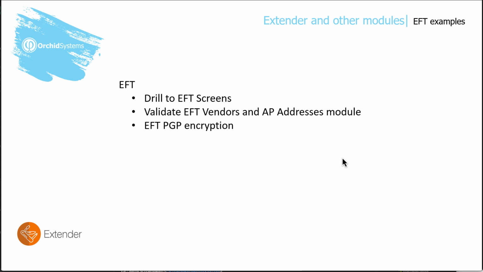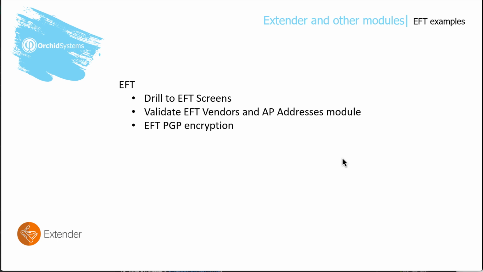Finally, we're going to look at using Extender with EFT processing. First module we have that is available to users who have both EFT and Extender is the ability to drill to EFT screens from AP and AR screens. We also have some scripts available to validate that EFT vendors and AP vendors don't have a comma in the address, because in some file formats having a comma is deemed invalid. So yes, we can strip them out of the EFT format, but sometimes easier to make sure that the data is entered correctly in the first place.